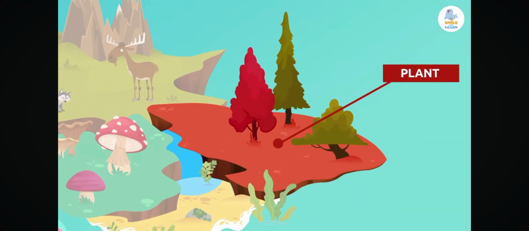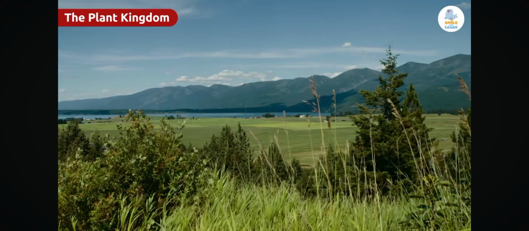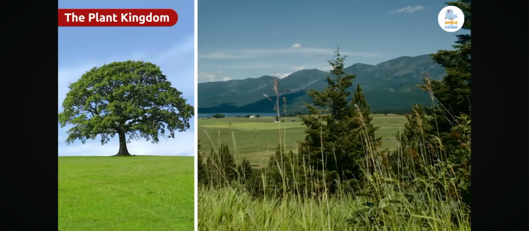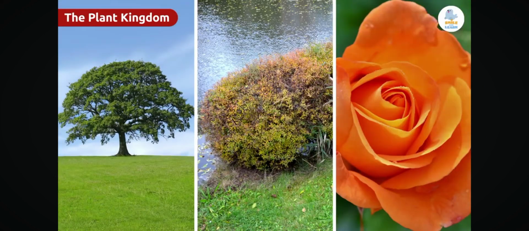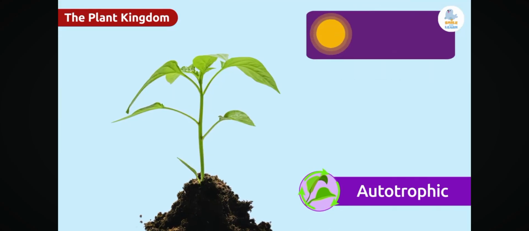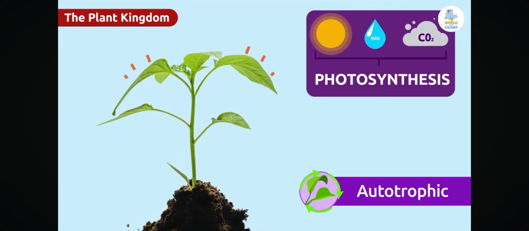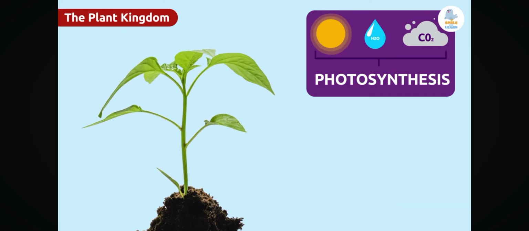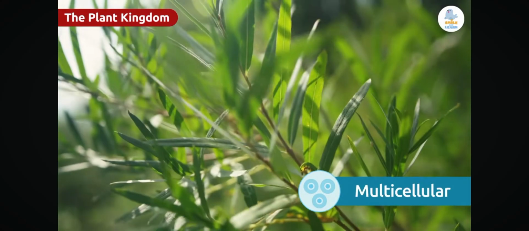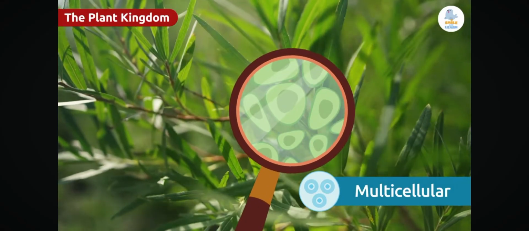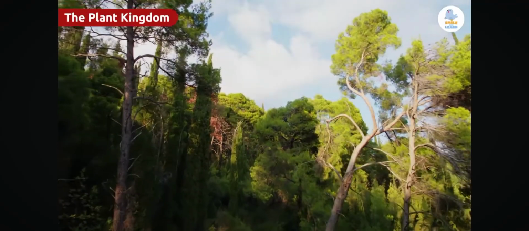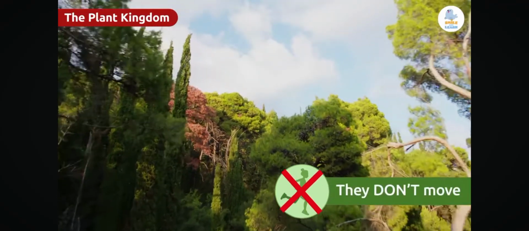The plant kingdom. The plant kingdom is characterized by the fact that all plants, whether they're trees, bushes, or flowers, are autotrophic. That means that they make their own food through a process called photosynthesis. They're also multicellular. Like we said before, it means that they're made up of more than one cell. But unlike animals, plants cannot move on their own.